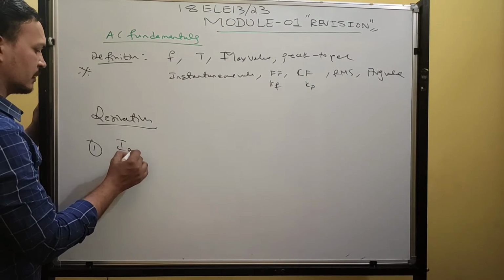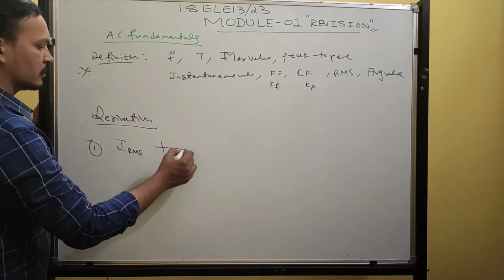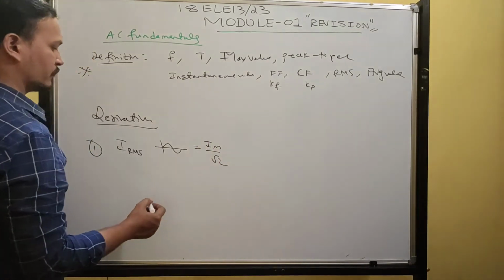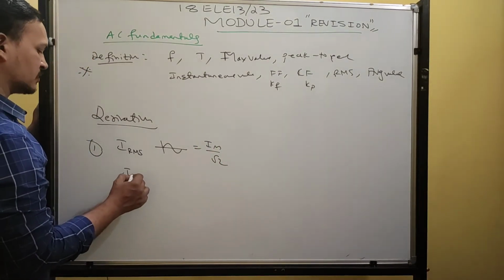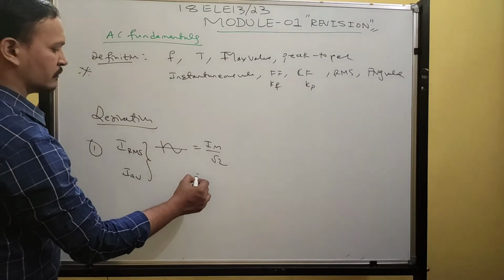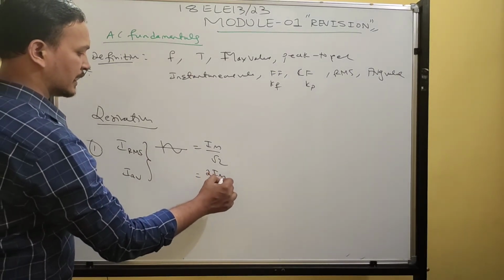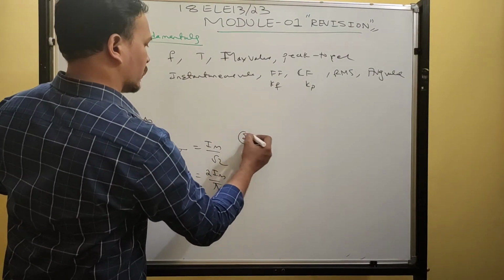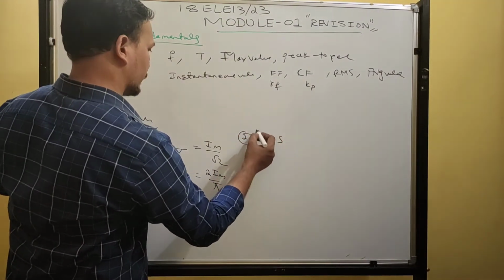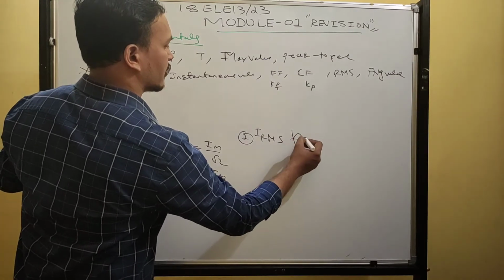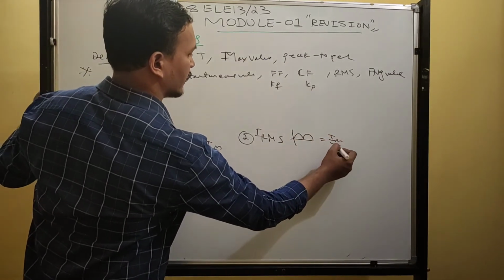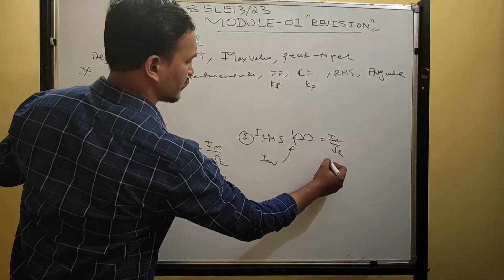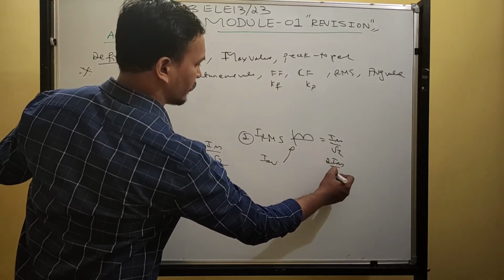RMS value derivation for a pure sinusoidal waveform: how much do we get if I derive this? Im by root 2. What is the average value for the sinusoidal waveform? We get 2 Im by pi. Go through the derivations. Then RMS current for the full rectified waveform is the same, Im by root 2, and the average value for the full rectified waveform is 2 Im by pi.